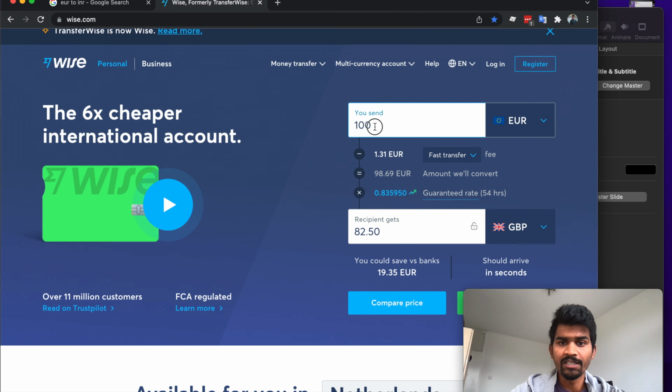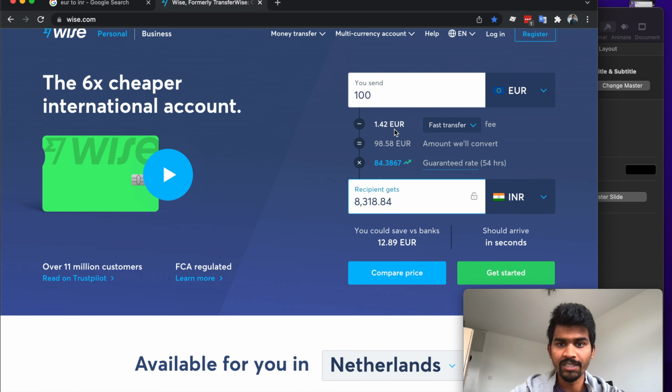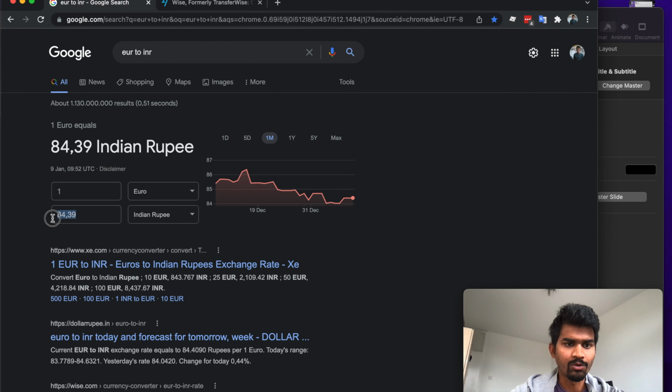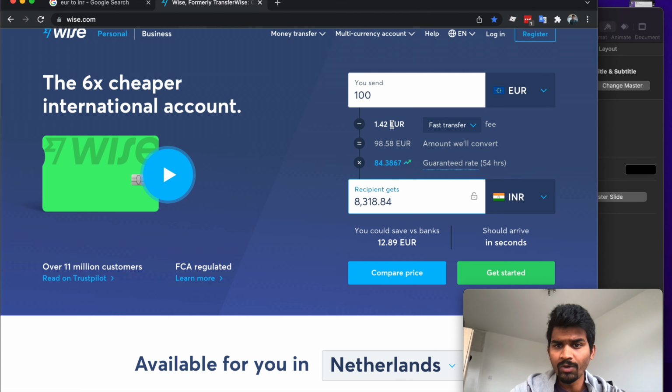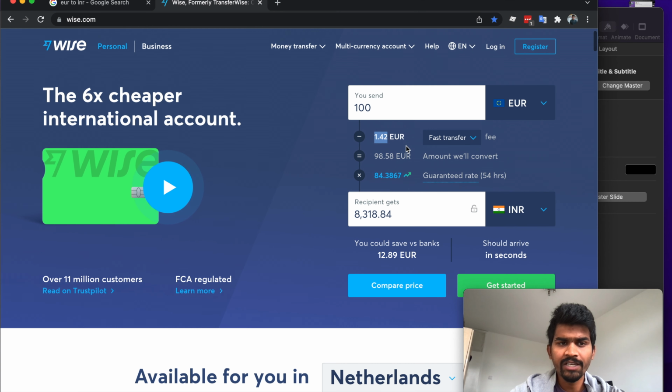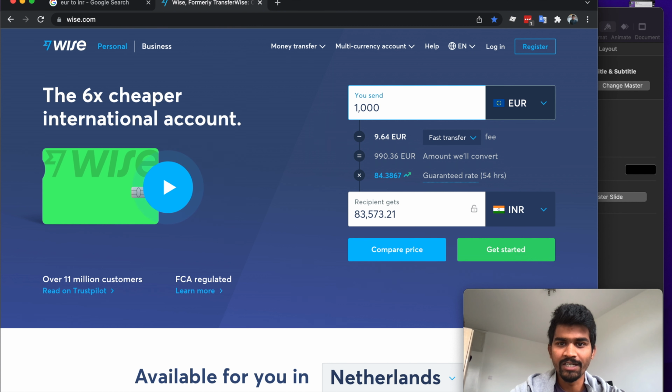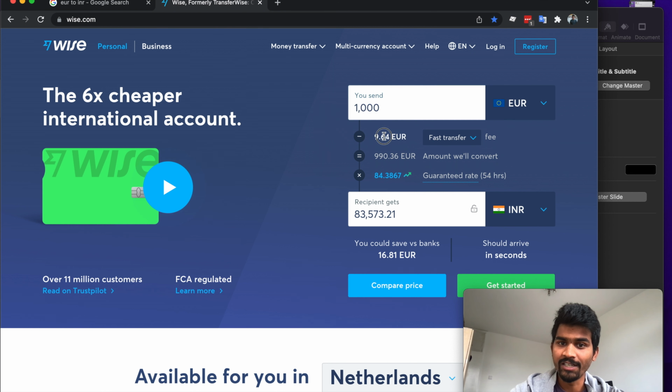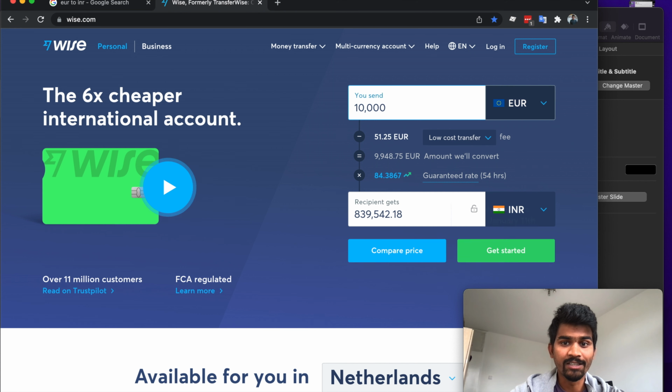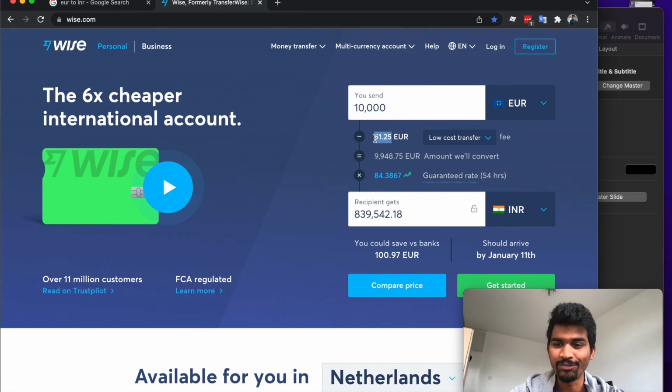If you want to send 100 euros to INR, here €1 is converted to 84.38, which is very close to the actual conversion rate. One thing we have to note here is the fee applied. It's €1.42 for sending 100 euros, but it gets hugely impacted if you are sending more, right? For 1000 euros it's already 9 euros. If you want to send 10,000 euros, then you are paying 50 euros in fees. That is close to 5,000 rupees. You can actually pay rent for your house in India with that money.